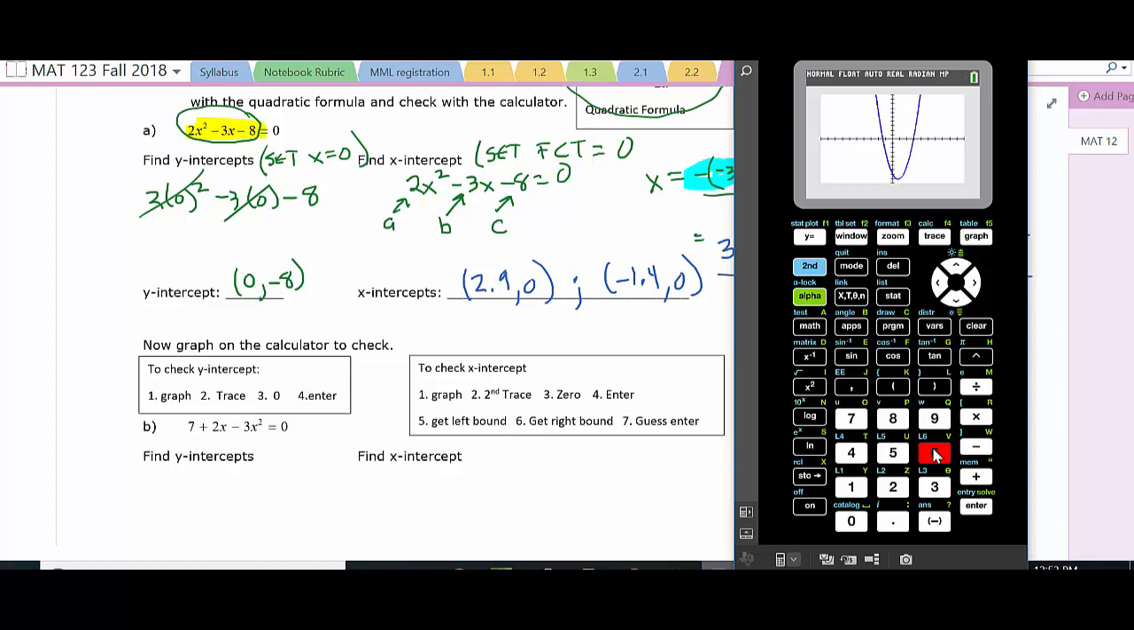Yes? I think you put the points in wrong. It's 3x squared, not 2x. What did you say? The points for the graph in the calculator, I think you put them in wrong. It said 2x squared. Oh, okay. I didn't put the equation in right?